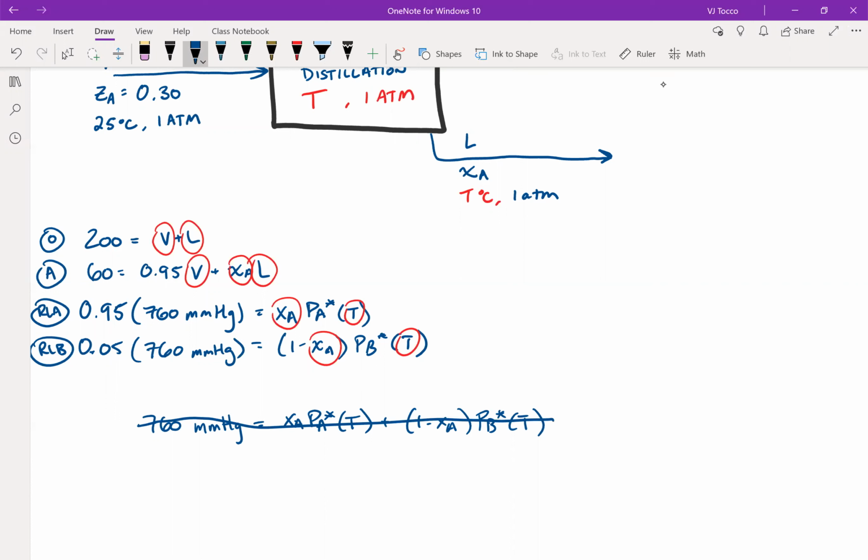The other problem that I have is that when I had temperature solved for, I could simply plug in what the vapor pressure was. Unfortunately, I can't do that here.